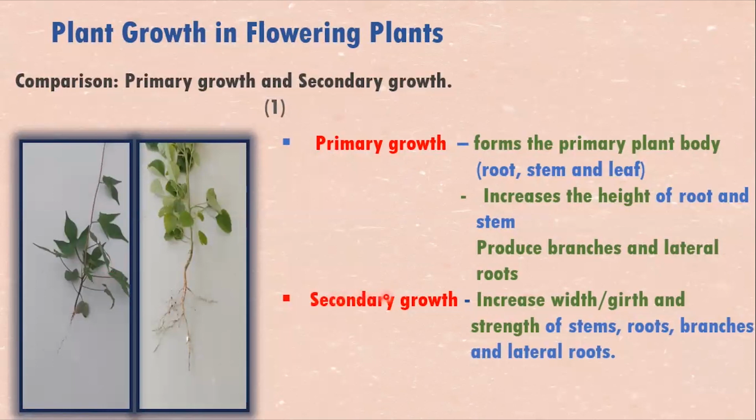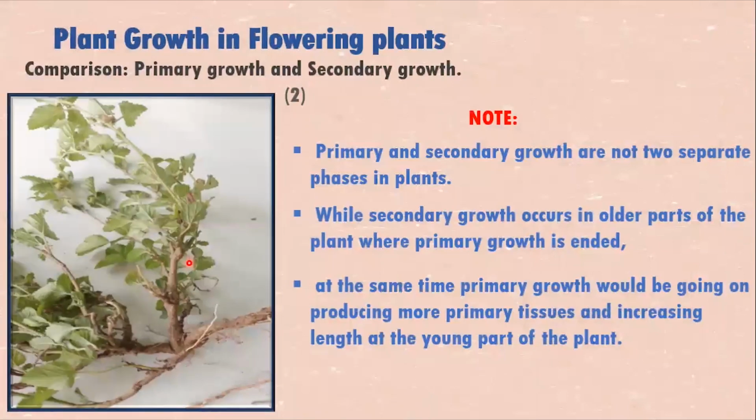Secondary growth comes in to increase the width of the tissues that have been formed by primary growth. So it increases the width here, becomes bigger and tougher, strengthens the tissue. That is secondary growth. Well, are primary growth and secondary growth very separate phases in plants?